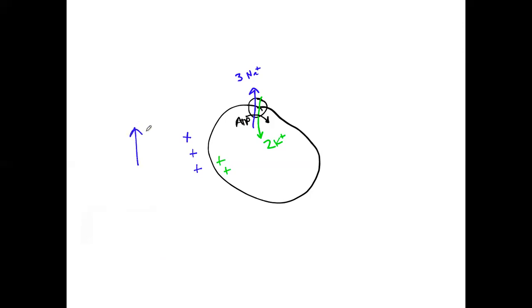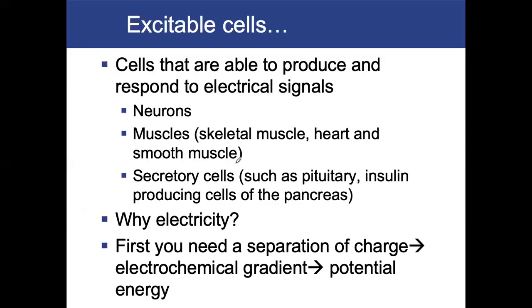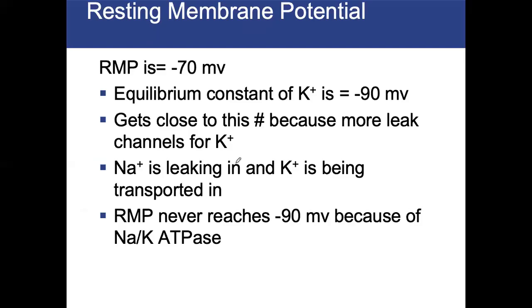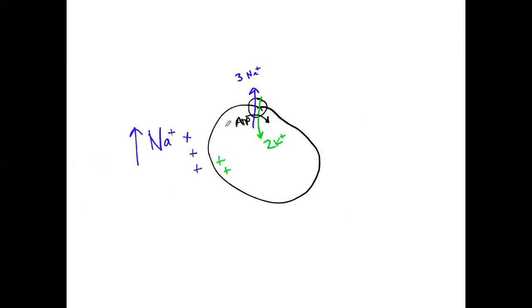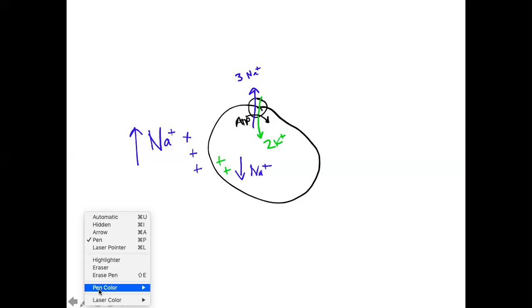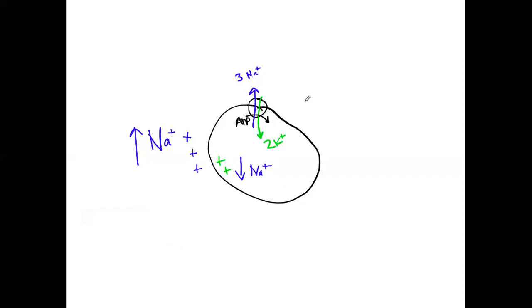So we have high sodium. Where is sodium lowest? Good, so sodium is lowest inside the cell. Let's try to do that again. Okay. And then what about potassium? Where is potassium highest? Good, so we're dragging potassium in. We're using ATP to do that. So potassium is highest inside the cell and it's lowest outside the cell.